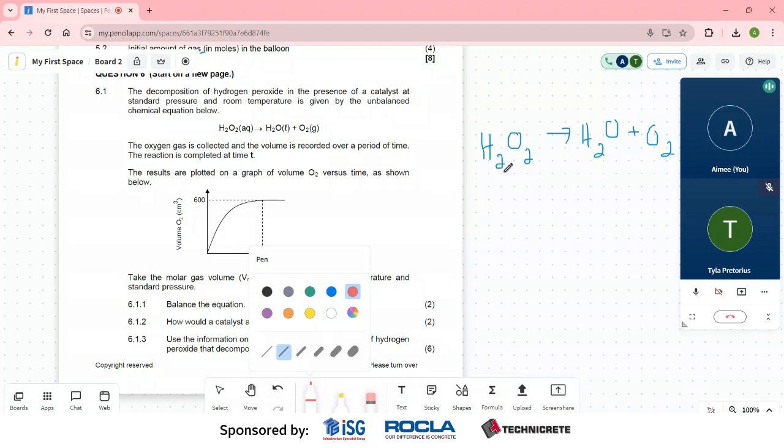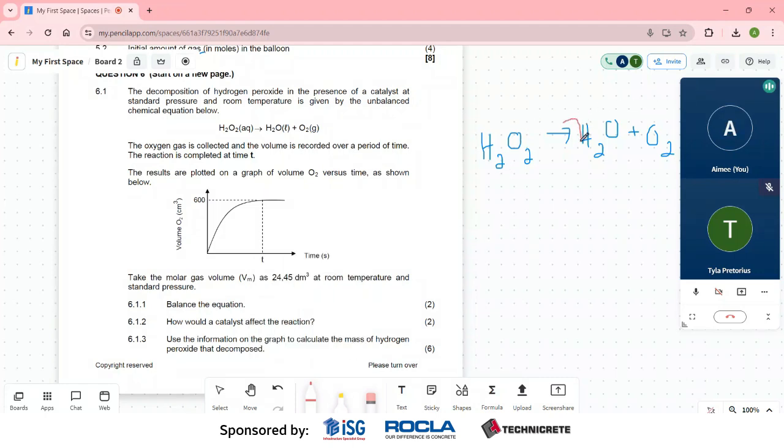So what do we do? We go in and we add a 2 over here. So now we've got 4 hydrogen and 4 oxygen on the one side, and we've got 2 hydrogen and 2 oxygen on the other. So we just add a 2 here. And now we've got 4 hydrogen and 4 oxygen and 4 hydrogen and 4 oxygen. Now my equation is balanced.